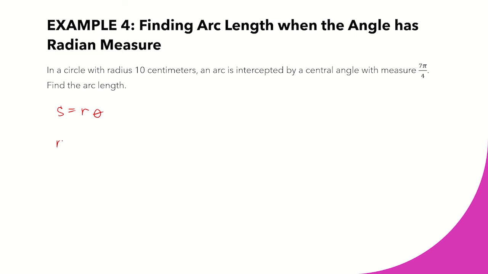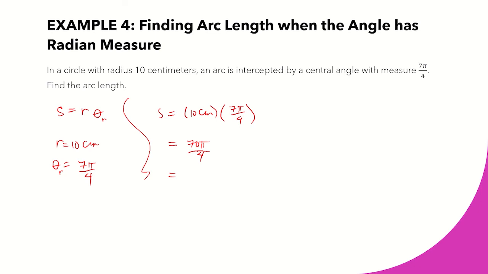The given is R is equal to 10 cm. For theta, make sure it's in radians. So we put a little r here as an indicator that it should not be in degrees, but in radians. The given is 7 pi over 4. So S is equal to 10 cm times 7 pi over 4. That's 10 times 7, so 70 pi over 4. Then we can still simplify this because 70 can be divided by 2. So 35, then 4 divided by 2 is 2. So our final answer is 35 pi over 2 centimeters.